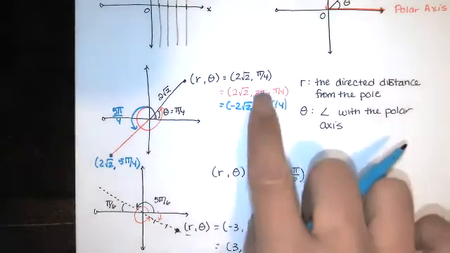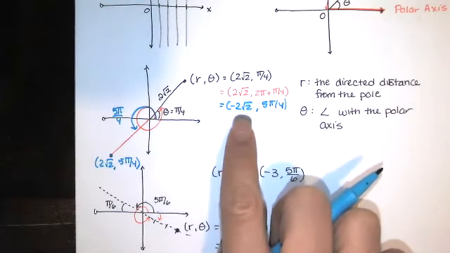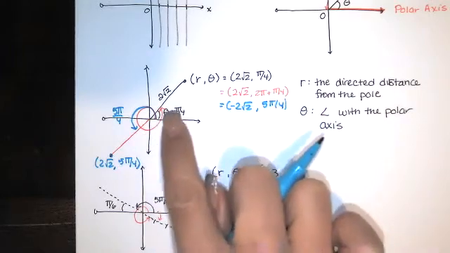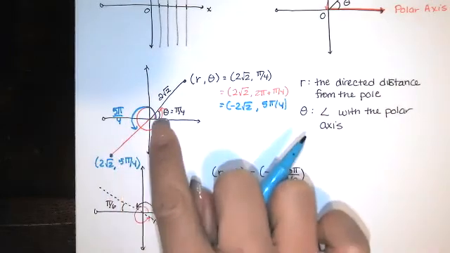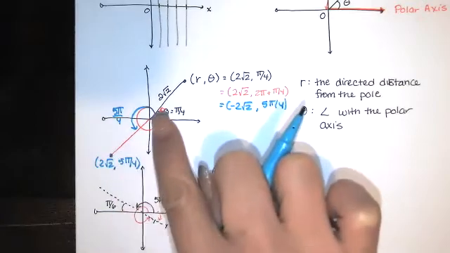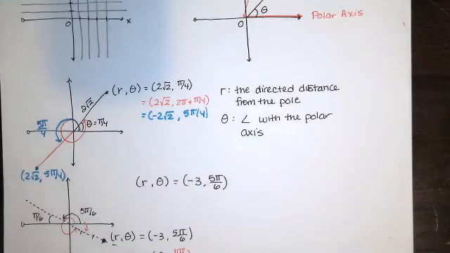So when I went from 2√2 and pi over 4 to this one, all I had to do was change that r to a negative value and then add pi. Is it 5 pi over 4? If r is negative, instead of going this way 2√2 units, we go that way 2√2 units. So those are polar coordinates.